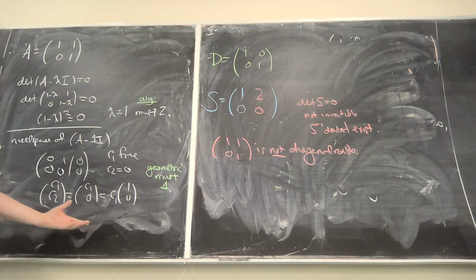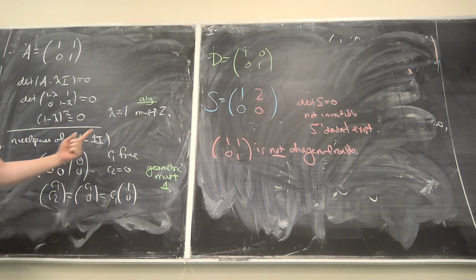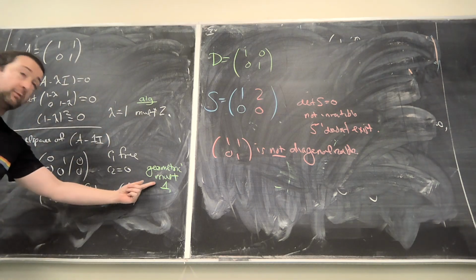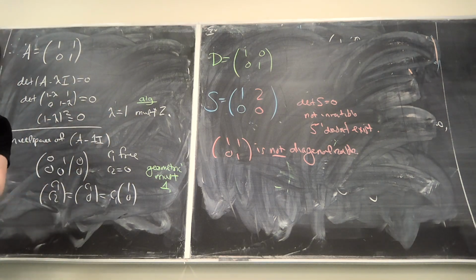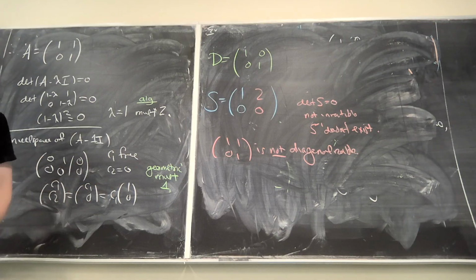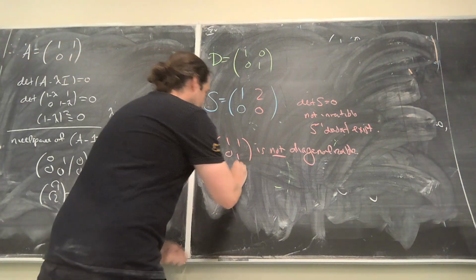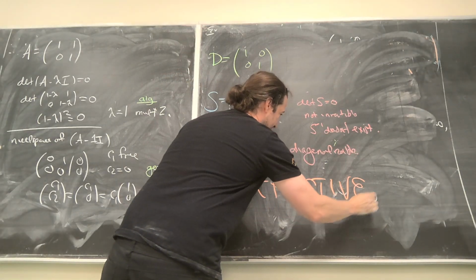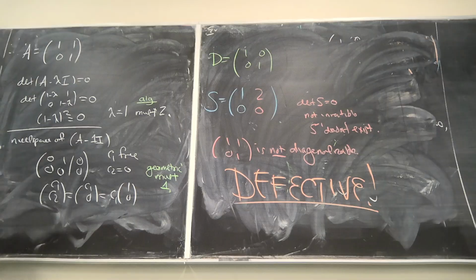So this fails. If the algebraic multiplicity of any eigenvalue does not agree with its geometric multiplicity, there will not be enough eigenvectors to make an invertible matrix, and the matrix is defective. So yeah, then you get to write defective. Generally, people don't work with defective matrices if they can get away with not working with them.